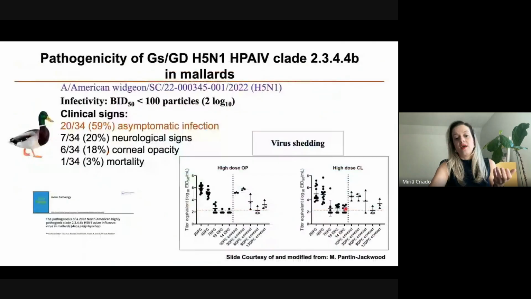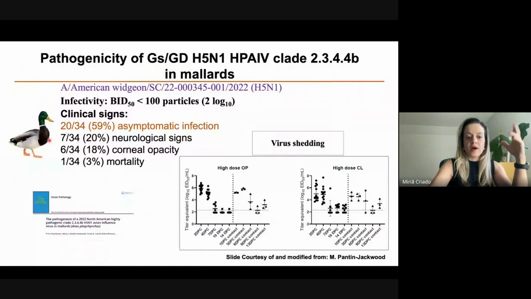Going in depth into these studies, comparing the virus that previously circulated and the one recently circulating in mallards, for most of these animals, around 60%, the majority, they not only get infected but do not show any clinical disease. They are asymptomatic. Only 20% of these animals usually have neurological signs, and only 3% of them really die.